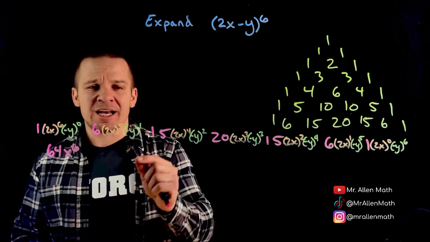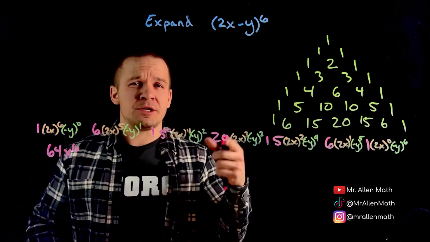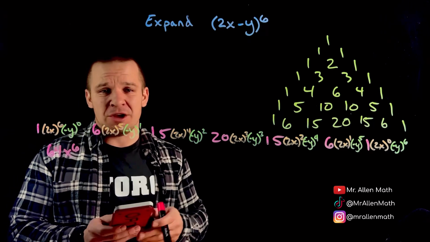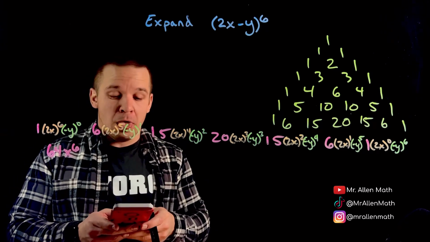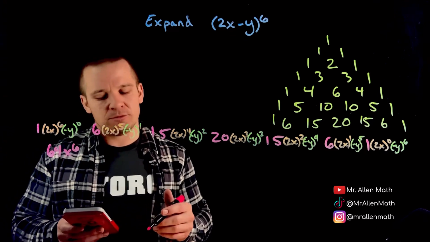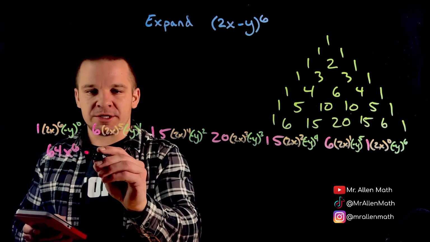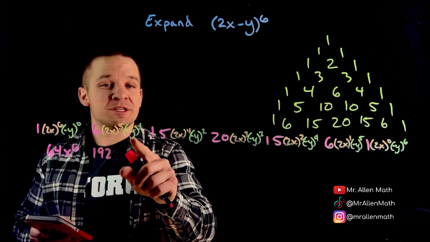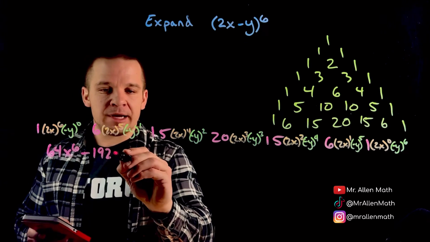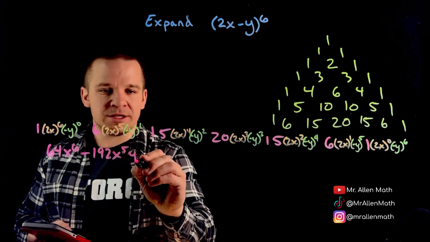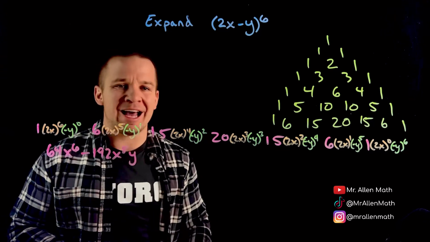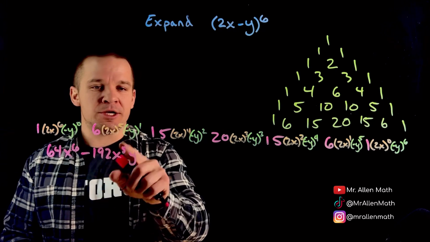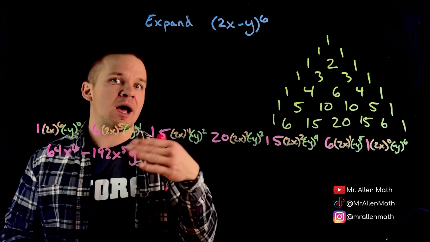Next up, I've got 2 to the 5th, which I said was 32. 32 times 5. Let me just double check this here. I probably could do that in my head, but I don't want to mess up in the video. Well, 32 times 6, not 5. We got 192. That's going to be a negative 1 raised to the 1st power, which makes this one negative. Then I'm going to have x to the 5th, and we'll have y to the 1st power. I'm just going to leave it as y. We're not going to write that 1 up there. So we got 32 times 6 to get that 192. Negative because of the odd power on my negative term.